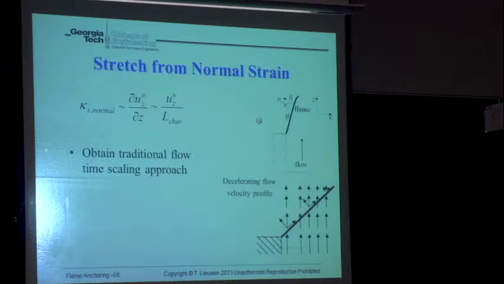Now, if you look at the stretch rate induced by the normal strain, that's du_z by dz. Well, how's that going to scale? That's going to scale as u_z divided by some characteristic length scale, probably like the diameter of your combustor. So that's going to scale as u_z on L. This is a pretty traditional flow time scaling approach for stretch rates.